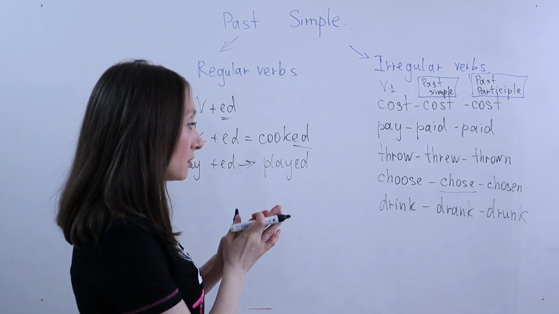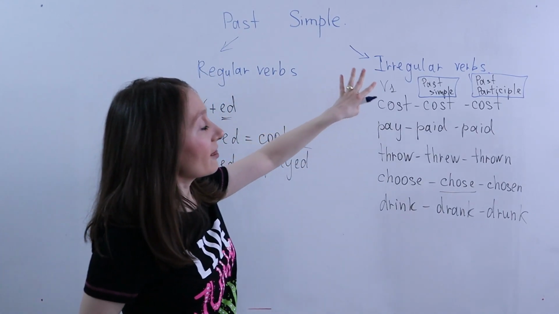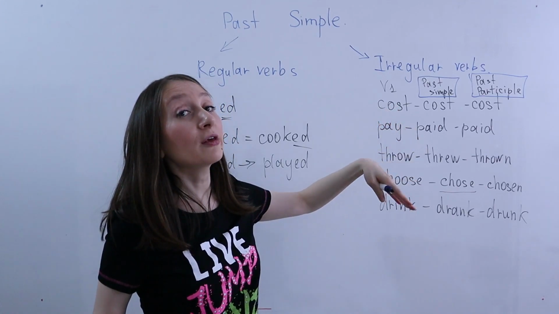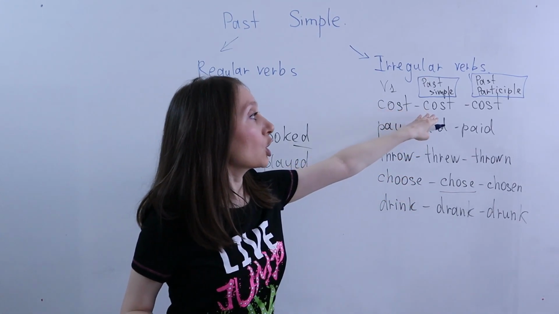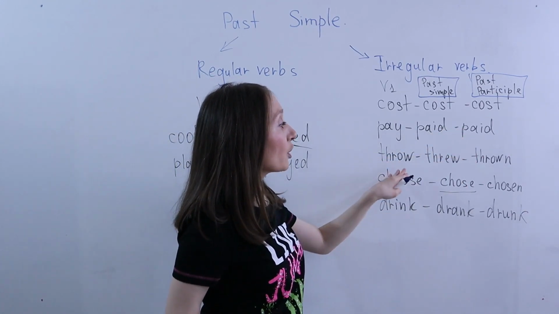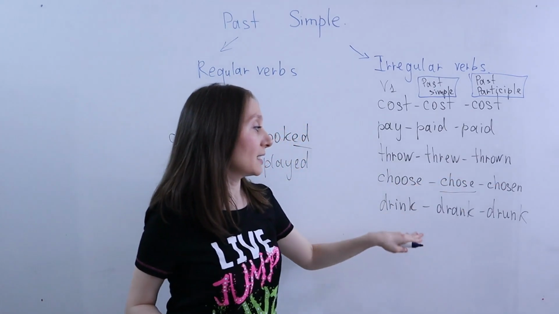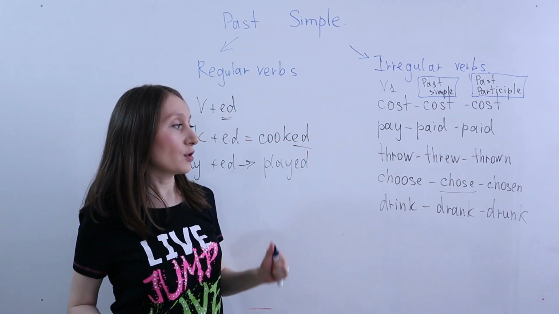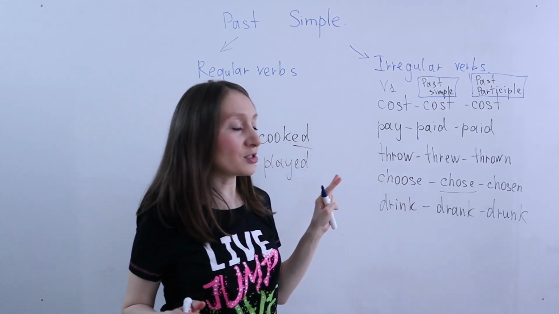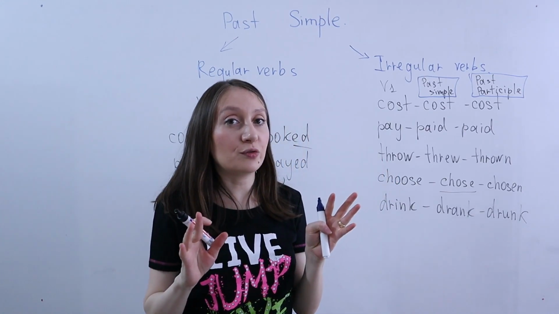Now I want to drink apple juice. So, you see, the fixed forms that you have to remember. That's why we call them irregular. Cost, cost, cost. Pay, paid, paid. Throw, threw, thrown. Choose, chose, chosen. Drink, drank, drunk. So, you see that sometimes it's not so easy to remember all the irregular verbs.